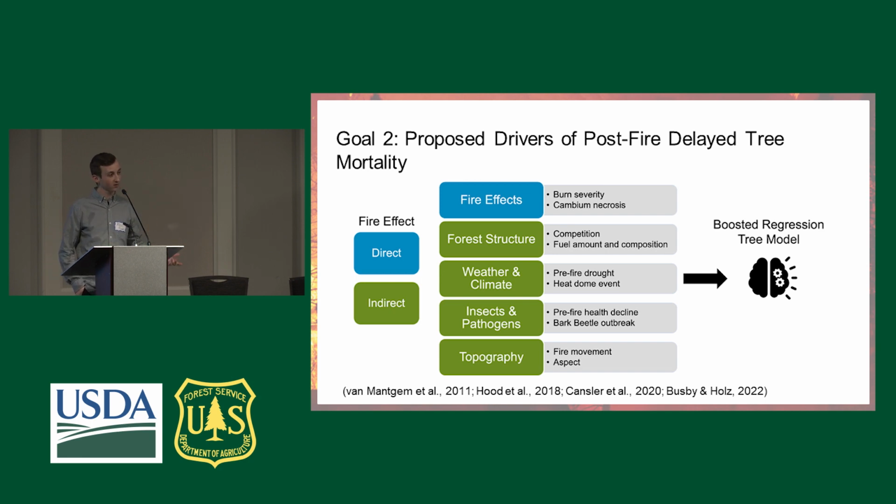A direct driver would be really just the fire effects, like maybe the level of burn severity, and that maybe cambium necrosis happens, so they're no longer able to survive. And then there are those indirect factors that I talked about a little bit earlier, potentially competition and the heat dome. Really, I want to throw the kitchen sink at this and see what comes out.